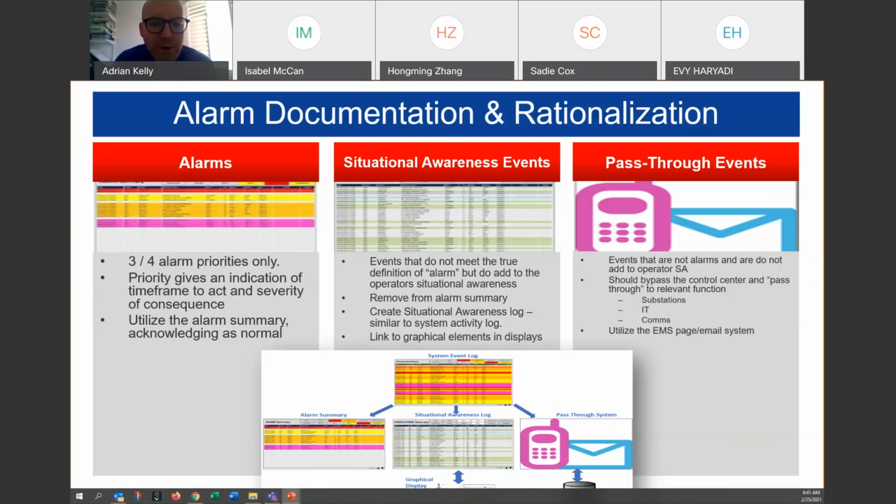So break your alarm system down into these 3 buckets, and you'll have very effective control modes. It will really help. Your operators will thank you for doing this for them because it will reduce their overload. So we recommend an alarm documentation rationalization process.